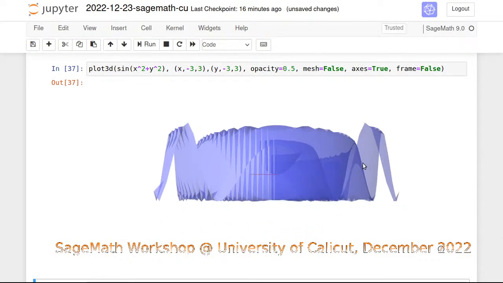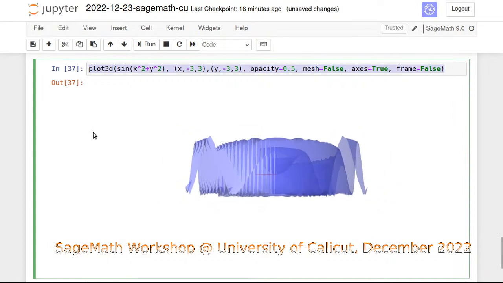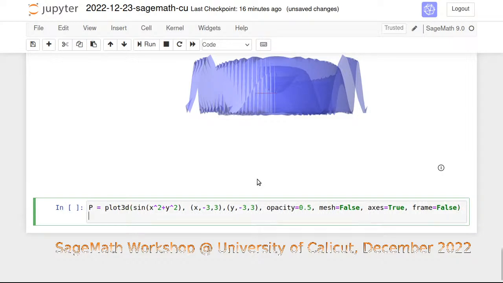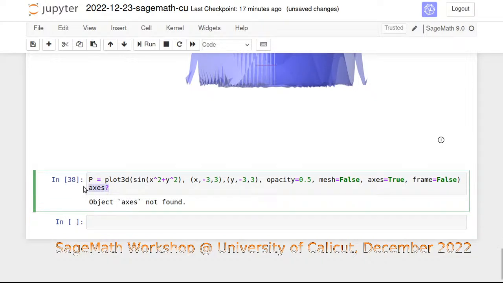Let us try to slightly modify this appearance by saving this to p, p equal to plot. After that I am going to import plot from the Sage library. This is necessary, otherwise axis is not found.